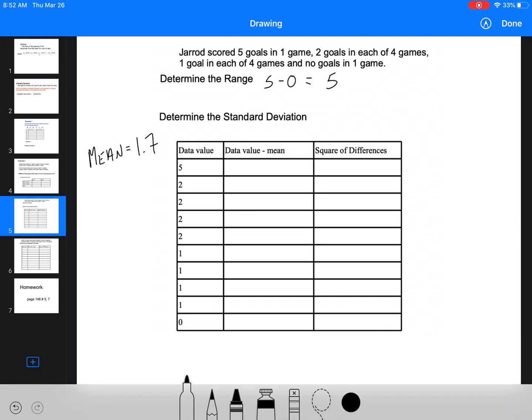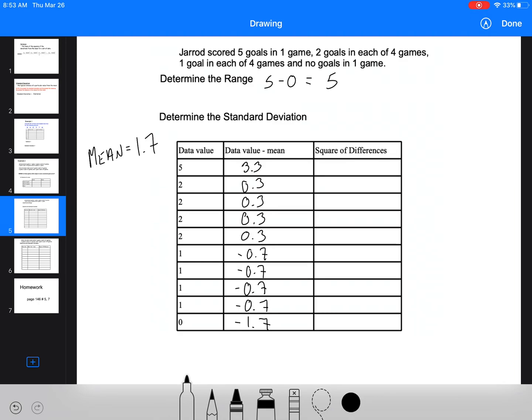So what we're going to have here is our data value minus the mean, and we're going to go through and actually find the variance and standard deviation. So his mean value is 5 minus 1.7, that is going to be 3.3, 0.3, 0.3, 0.3, 0.3, and then we've got negative 0.7, negative 0.7, negative 0.7, negative 0.7, negative 1.7.